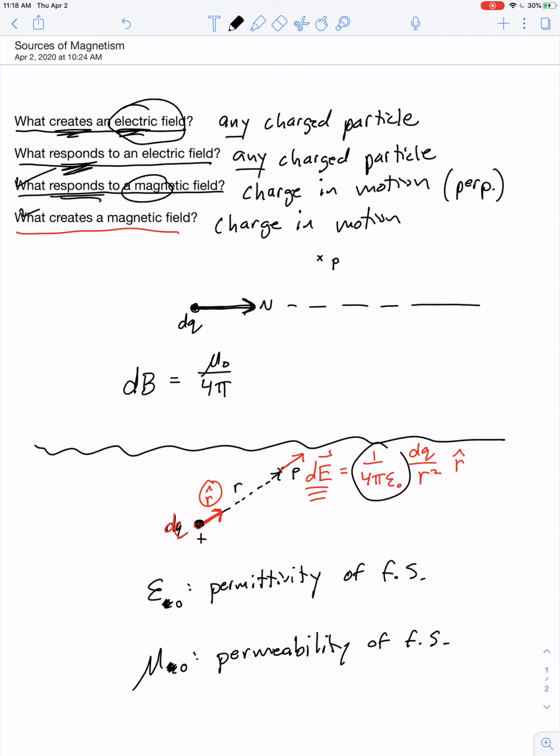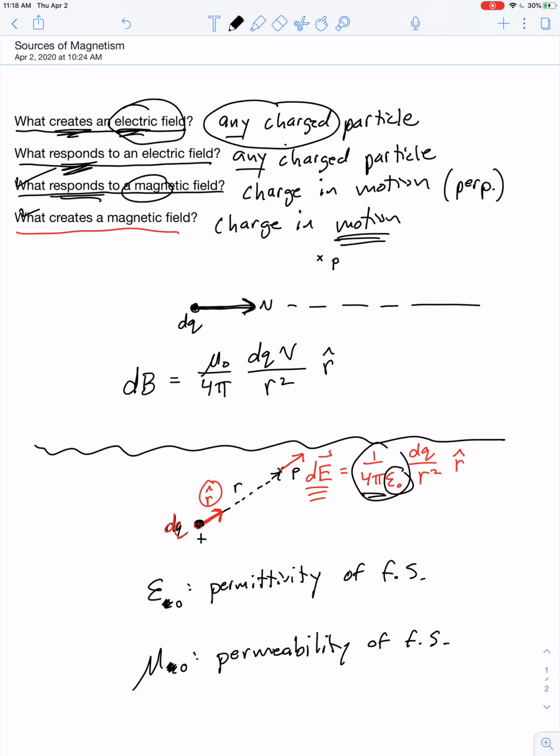Okay, so there's a similarity. The 4 pi shows up, and instead of permittivity in the denominator, we have permeability in the numerator. And then we still have a dq, and it's still divided by r squared, and there's still going to be an r hat in the equation. The only thing that's missing is, well, any charge creates an electric field, but charge has to be in motion to make a magnetic field. So velocity has to factor into this formula.